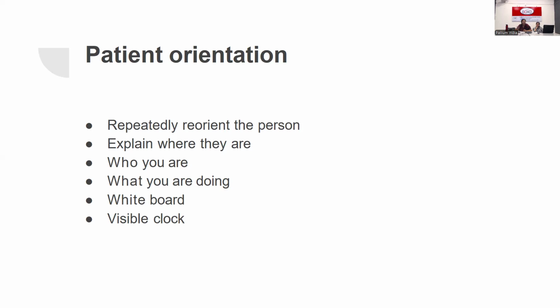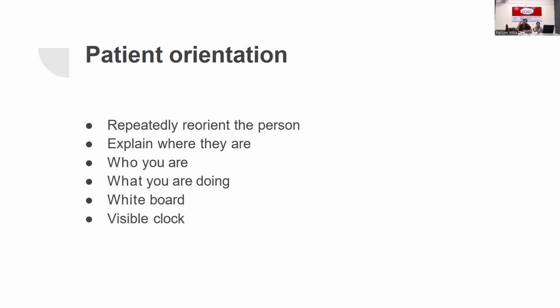Okay. Explain where they are, who you are, what you are doing, and you can write it. You can also keep a visible clock where they are lying down. You can keep a clock in front of them so that they'll know about the time. This is very important. In our hospital wards, we have nearly 4 or 5 clocks in the wards. That is for every patient to see the time and to know the day and night. Maybe they'll not be able to, so you have to tell them if it is 4 o'clock in the morning or 5 o'clock in the morning, but they should know about it. So this is a thing you can do about orientation.